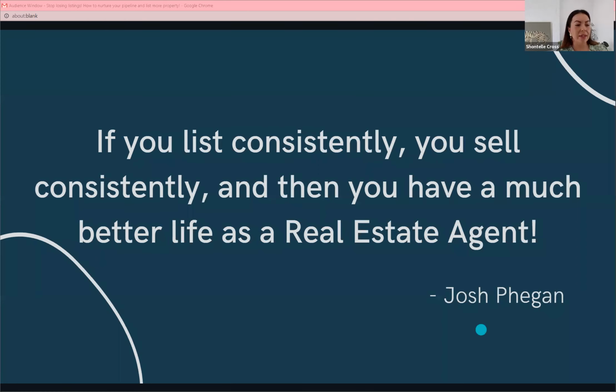It's so obvious. That's why I love it. If you list consistently, you sell consistently, and then you have a much better life as a real estate agent.